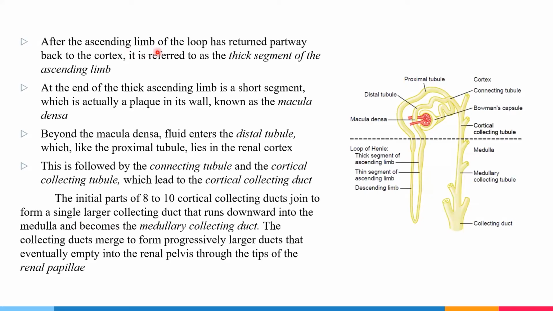After the ascending limb of the loop has reached partway back to the cortex, up to this point, after this it becomes the thick segment of the ascending limb, where the thickness of the loop of Henle increases. At the end of the thick limb is a short segment, which is actually a plaque in the wall, known as the macula densa. And if we look closely, we will be able to see that the macula densa is situated very close to the glomerulus.